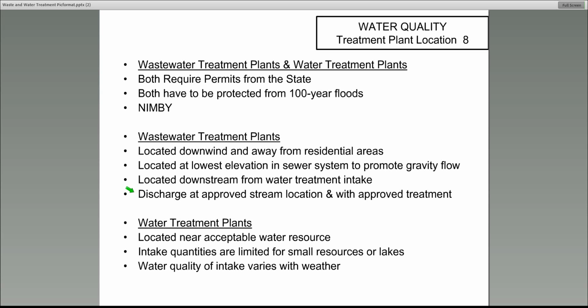For water treatment plants, they're located near an acceptable water resource, and the state has to approve the intake quantities that the city or source would be taken out of the lake or the river to make sure they do not deplete the water supply for that lake or river. And the water quality of the intake varies significantly with the weather, which affects the operation of the water treatment plant.